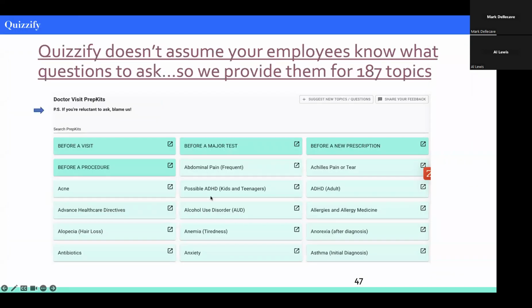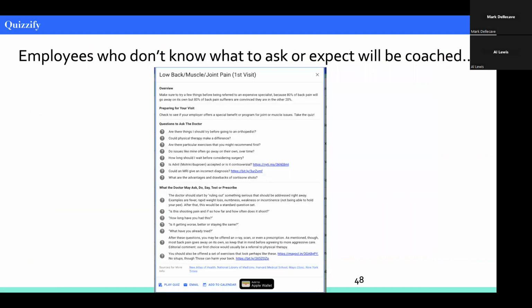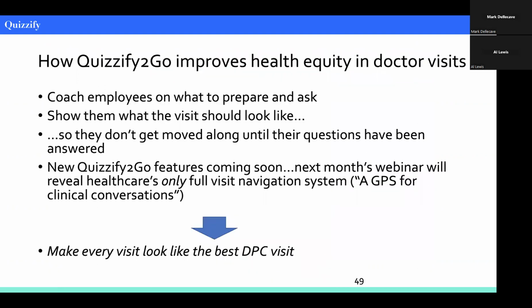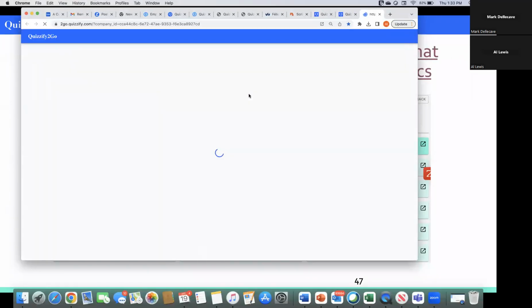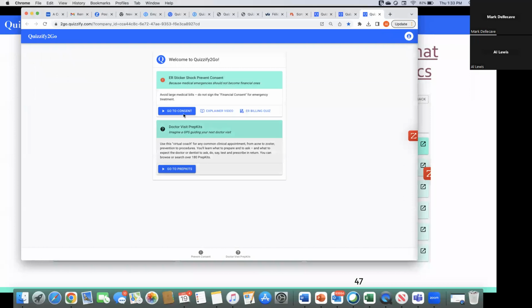So this is a virtual coach, care navigation right in the doctor's office, which is most valuable for people who don't have good sophisticated experience with health care. We also, actually, I think I need to click through here. We also have this very similarly for ER visits.